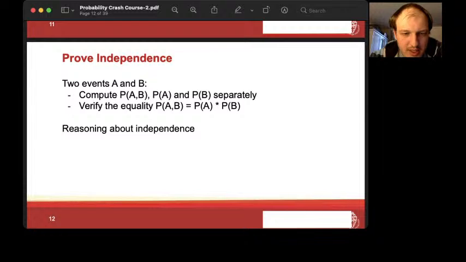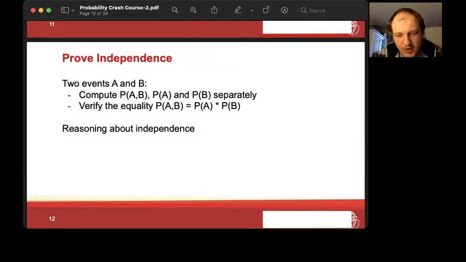So it's not enough to compute just P(A) and P(B) and just put it in the equation. You need to compute the joint probability, and the probability of every single event separately. So you compute these three separately, and then you check if the equality holds. If the equality holds, then they're independent. If it doesn't, then they're not independent. Yeah, so that's very important.